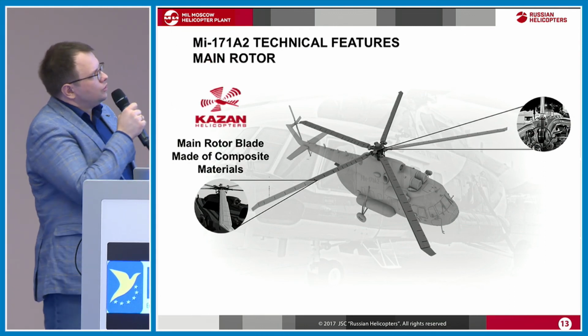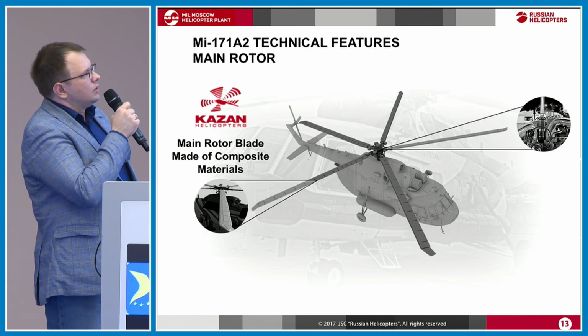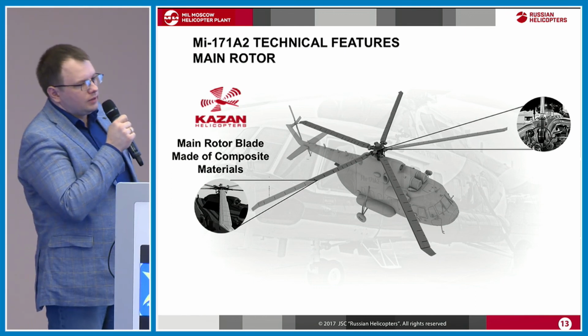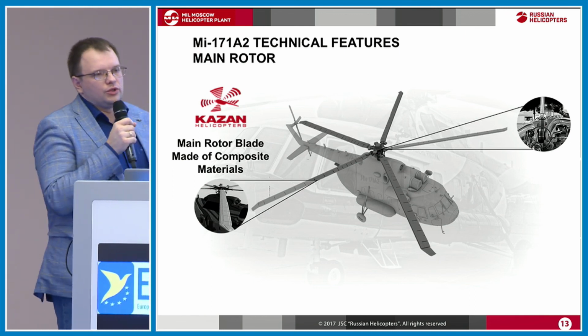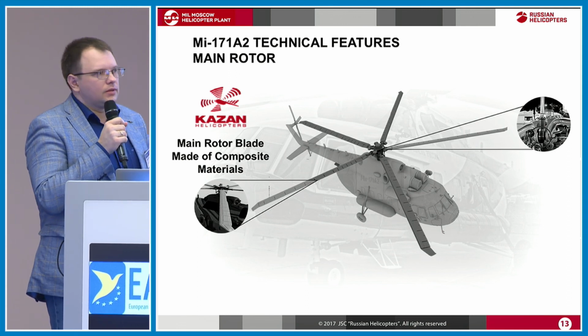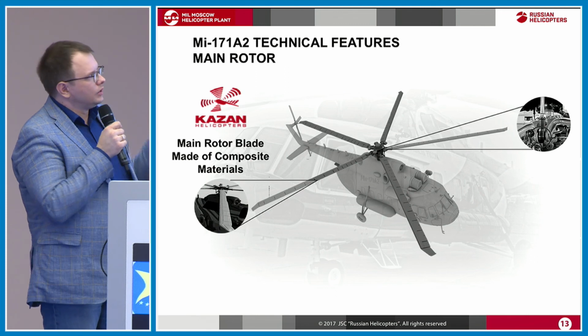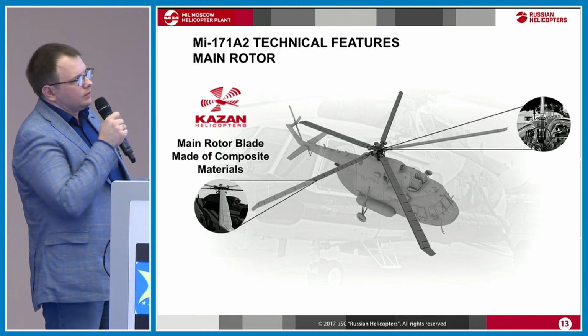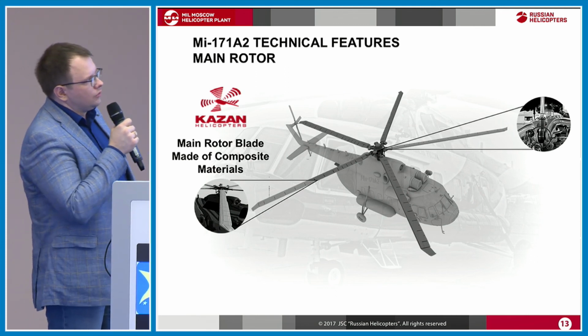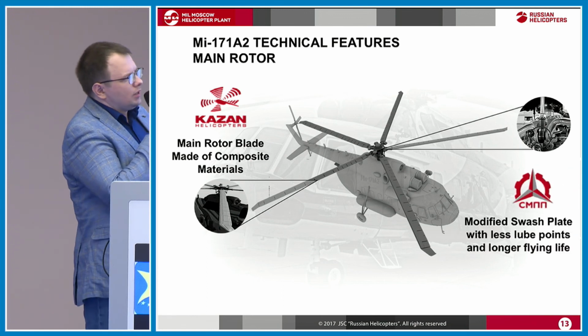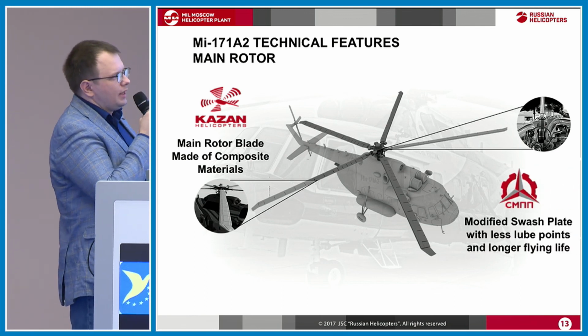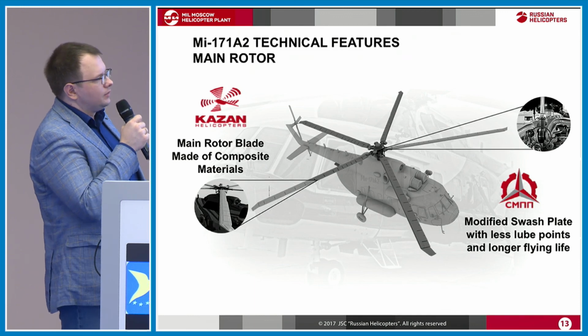In the main rotor, we use the new main rotor blade made of composite materials. They're the same rotor blades as we used on Mi-38, but Mi-38 got a 6-blade main rotor, and Mi-171 has a 5-blade rotor. And we got a modified swash plate with less loop points and longer flying life.